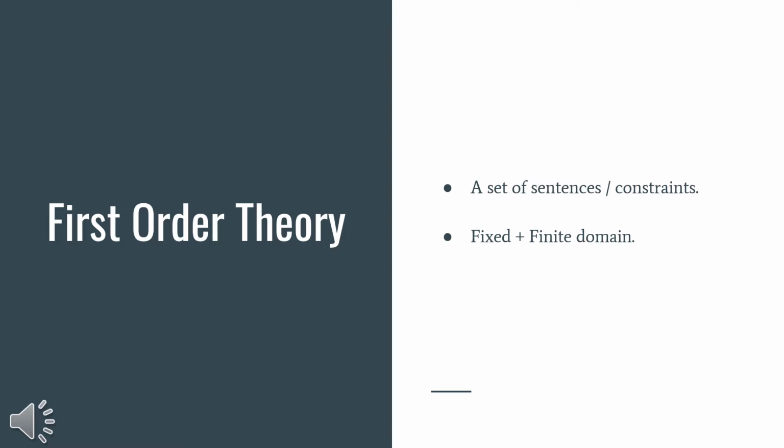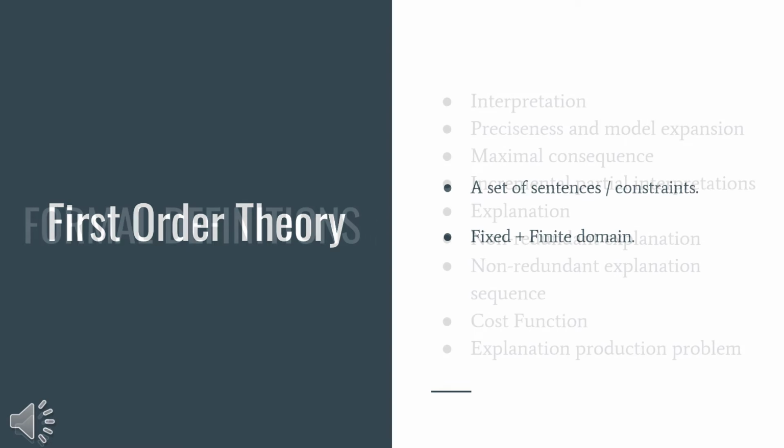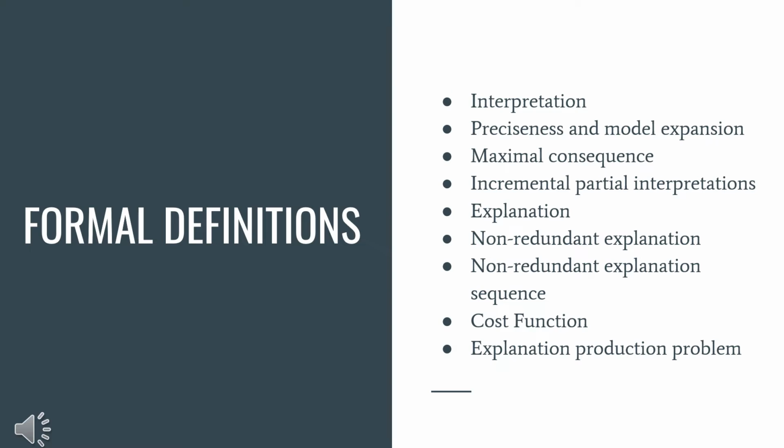First order theory refers to a set of sentences or constraints which are well formed, variable free, first order formulas, which we just covered right now. And each variable inside each sentence has a single associated type. All these definitions take into consideration that we are working in a fixed and finite domain, and the constraints are also fixed.